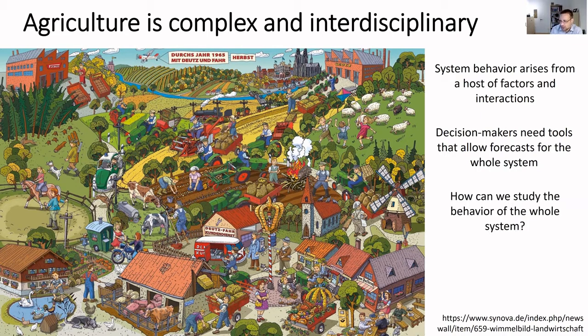So how can we study the behavior of the whole system and of such a complex system? That's really the question I'm trying to address today. And can our usual research and modeling approaches address this? Well, the question probably implies already that I do see some challenges in the way we usually address modeling, and hopefully I can put out some ideas of how we can overcome them.